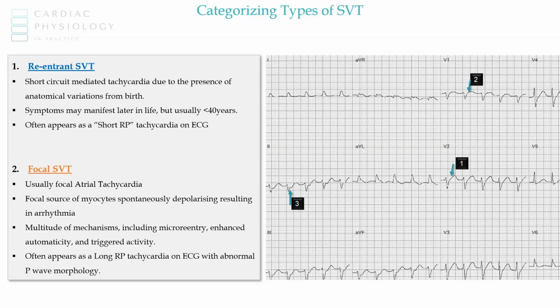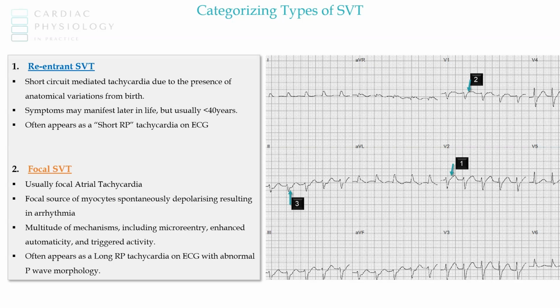Broadly speaking, you can categorize SVT into two different categories: reentrant SVT and focal SVT. Reentrant SVT is a re-entry mechanism mediated SVT, and Tash goes through a lecture on the mechanisms of re-entry and how re-entry works in the previous lecture, so visit that again if you've forgotten.